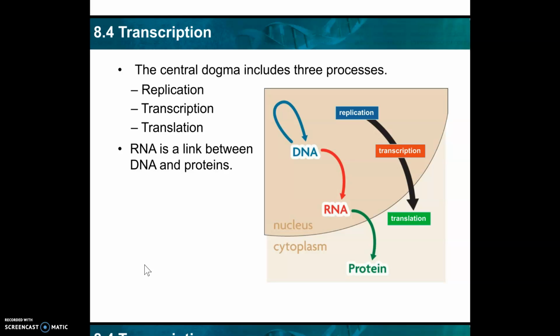And then along with every process, we are going to start with a reactant, so ingredients, whatever we start with, and then we're going to have a product. So in replication, we start with DNA, and then we form 2 molecules of DNA. In transcription, we will start with DNA, and we will end with RNA. And finally, in translation, we will start with RNA, and we will end with a protein.